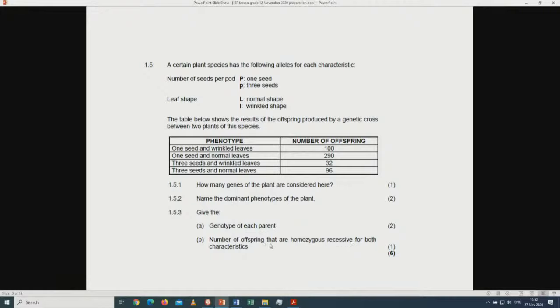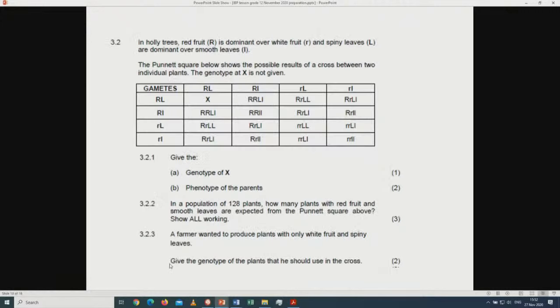Now the number of offspring that are homozygous recessive for both characteristics. If it is homozygous for both characteristics, it needs to be 3 seeds and wrinkled shape. So it will be 32, our answer there.